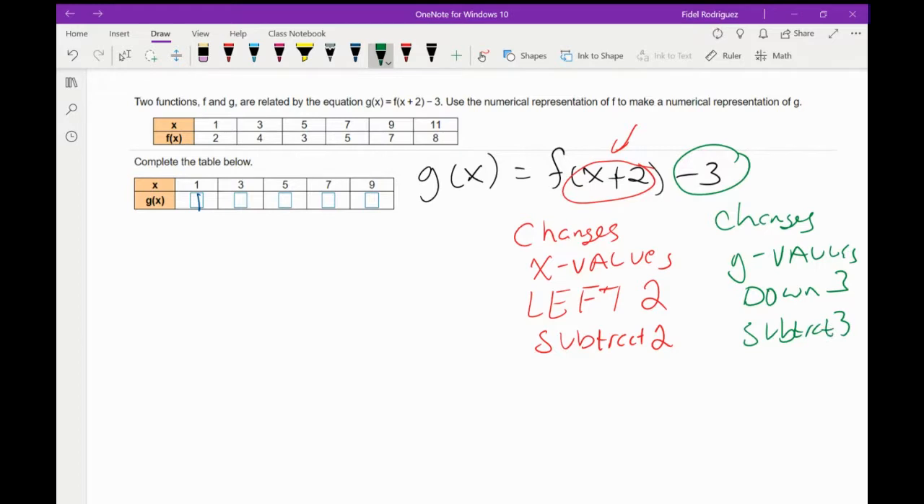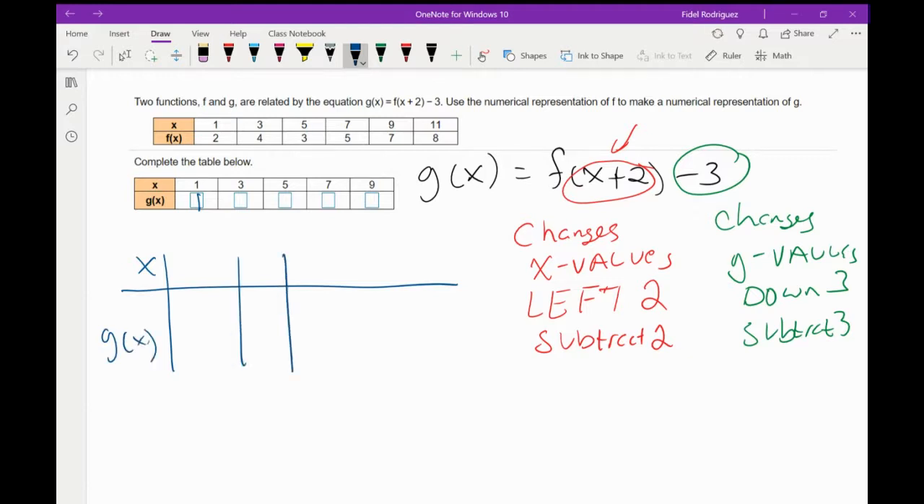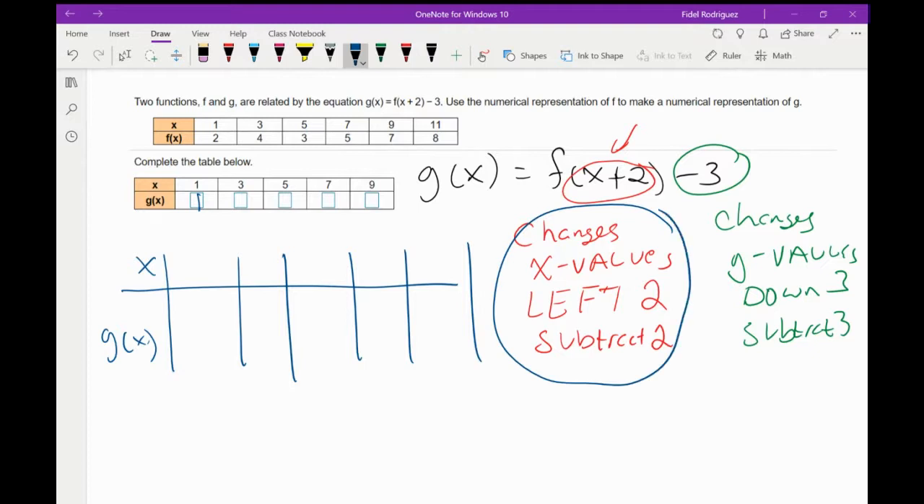Okay. So then I'll say, well, look, let me make my new chart for g of x. When I make my new chart, what are we going to do with the x values? We're going to subtract 2 from each of these x values. So 1 minus 2 is -1. 3 minus 2 is 1. 5 minus 2 is 3. 7 minus 2 is 5. And 11 minus 2 is 9.